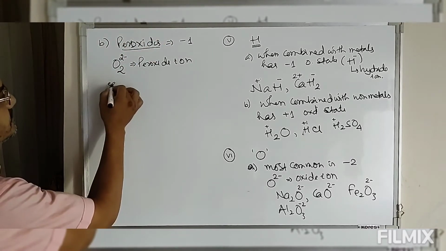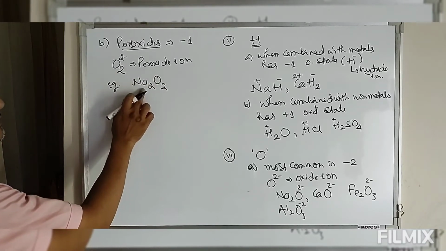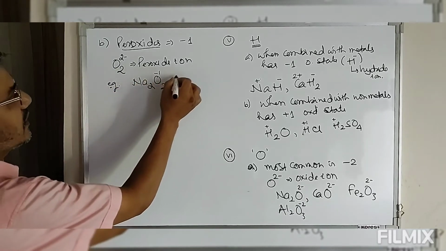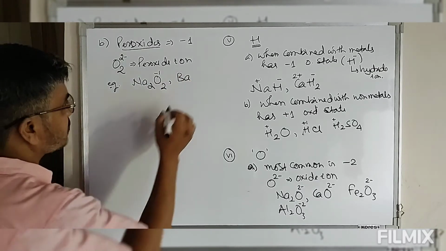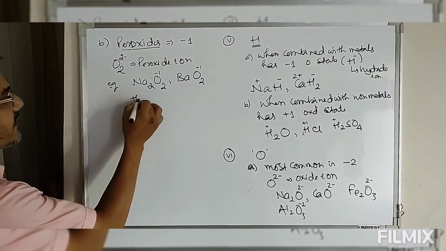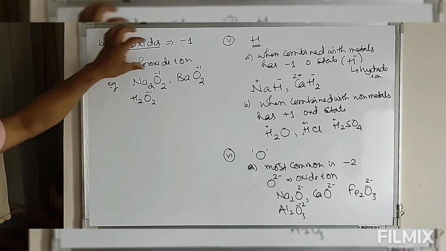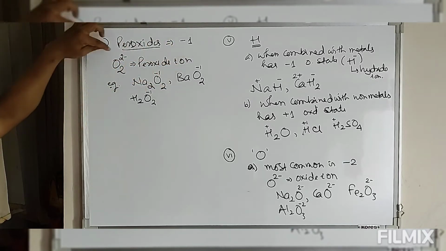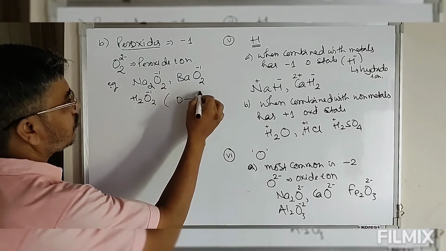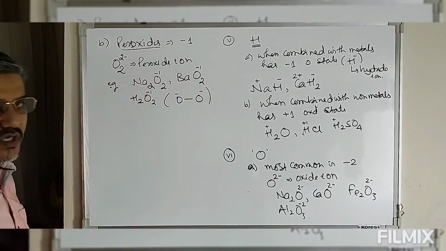So take this example. Sodium peroxide, Na2O2. This is O2 2-, so this is -1 oxidation state. Barium peroxide, BaO2. This is again -1 oxidation state. Hydrogen peroxide, H2O2, oxygen is -1. So whenever we have peroxide ion, the oxidation state of oxygen is -1. This peroxide is O-O, -1, -1. We have 2 oxygen, 2 negative charges, so per oxygen is -1 oxidation state.